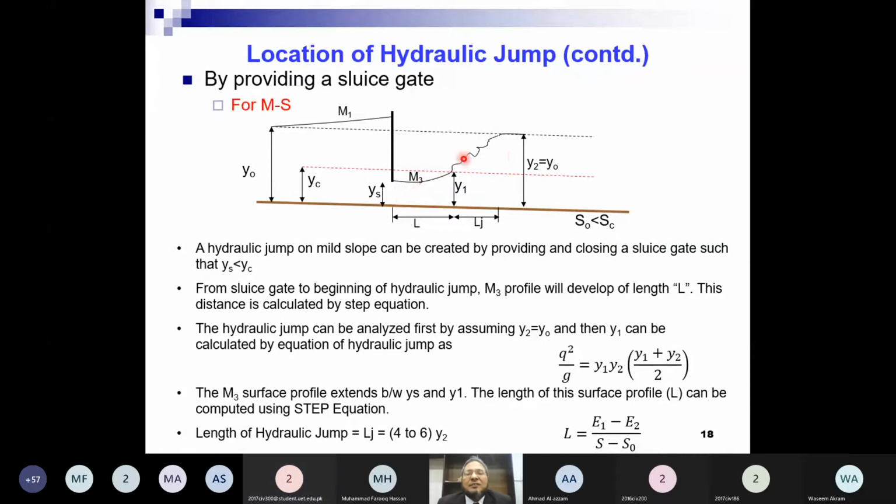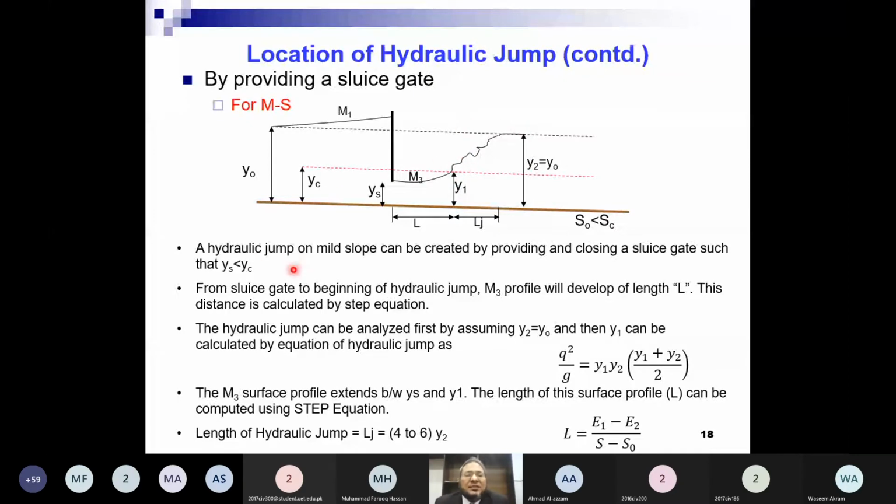Now a hydraulic jump can be created by providing and closing a sluice gate. Not only by providing, but we have also to close. So we have to close this sluice gate and will bring up to here. How much we should close? We should close sluice gate in such a way that this opening of the sluice gate YS should be less than the YC. Then here, at certain distance downstream, L distance downstream, the hydraulic jump can form.